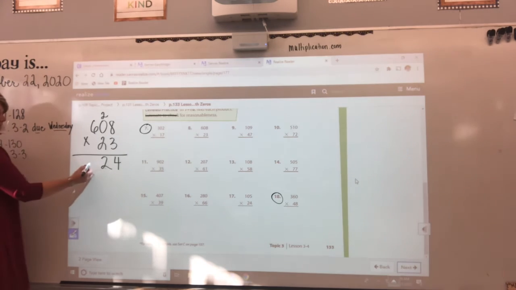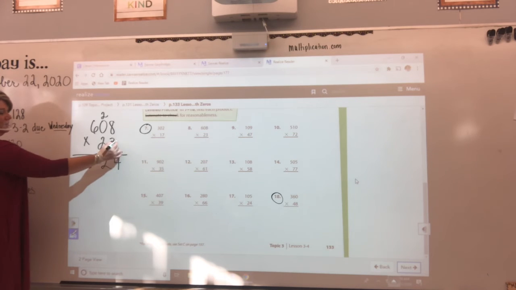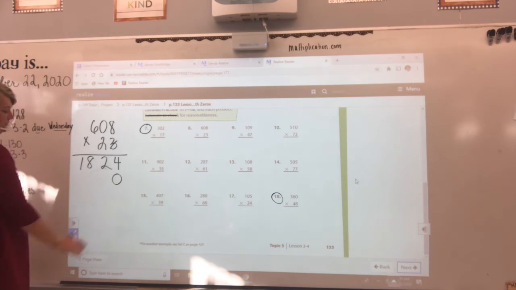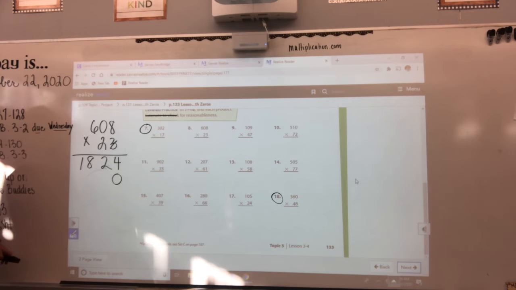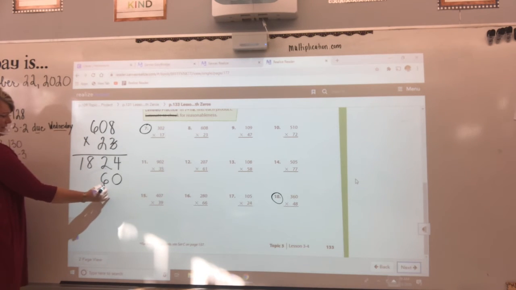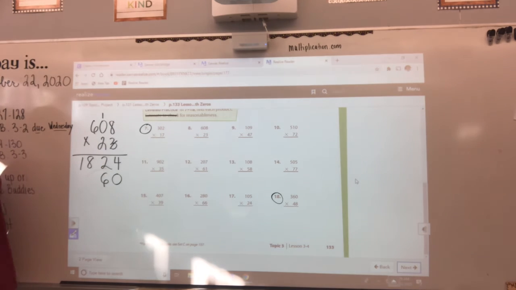And then 6 times 3 is 18. Now get rid of your 3. Get rid of your carry. And put your placeholder 0. Now we're multiplying times 2. 2 times 8 is 16. Carry a 1. 2 times 0 is 0. Plus 1 is 1. And 2 times 6 is 12. Good. Now let's add.